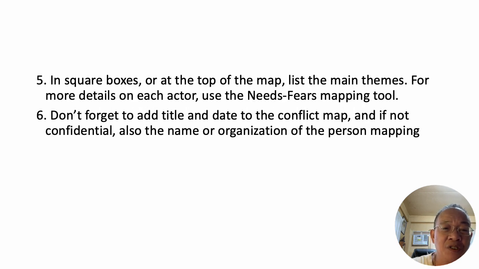Okay. So 5 is in square boxes or at the top of the map, list the main themes. For more details on each actor, use the need sphere mapping tool. And then 6, don't forget to add the date to the conflict map, and if not confidential, also the name of organizations or the person mapping. So take note also of confidentiality when you are working as a mediator.